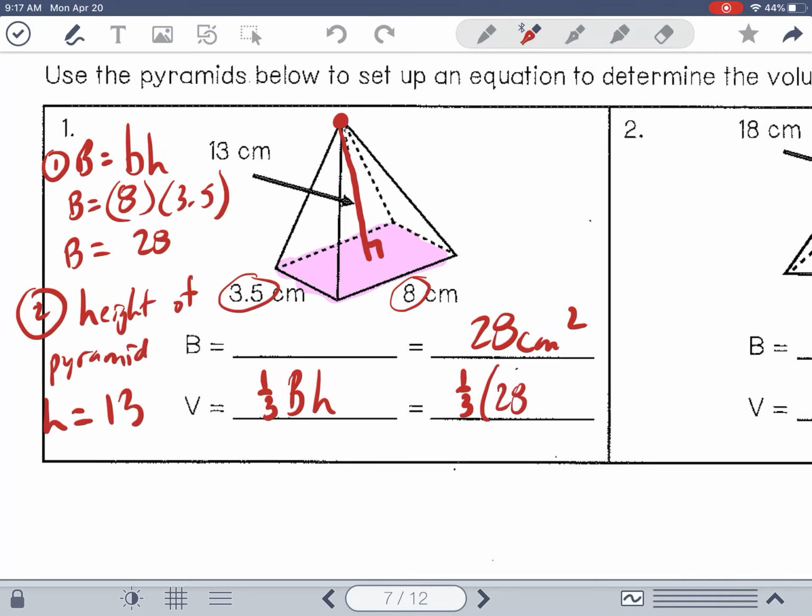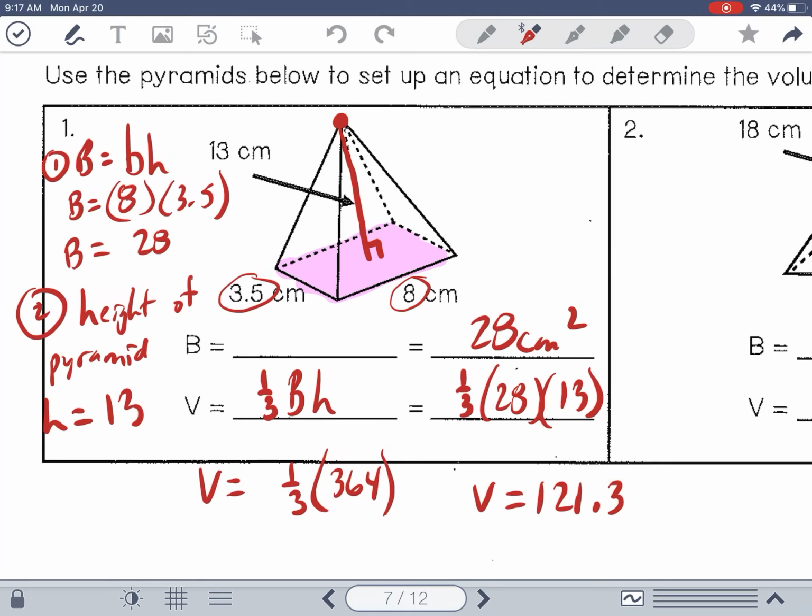So that's 1/3 of 28 times 13. So the volume is going to be 1/3 of 364. Remember, 1/3 of something you divide by 3. So 364 divided by 3, okay, that volume would give me 121.3 cubic centimeters. Yes, it's a lot of work to find the volume of a rectangular pyramid. Okay, take a snapshot of this example problem.